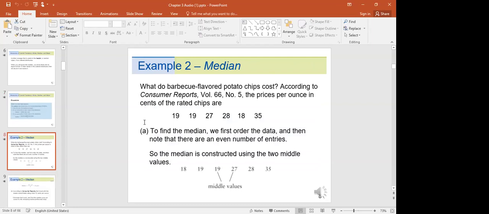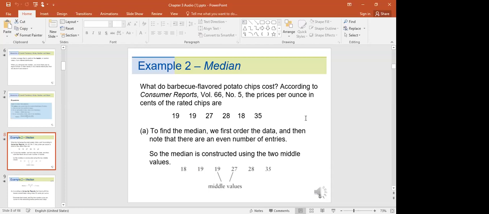This is an example of a data set. What do barbecue flavored potato chips cost? According to Consumer Reports, the price per ounce in cents of the rated chips are 19, 19, 27, 28, 18, 35. What is the median price?